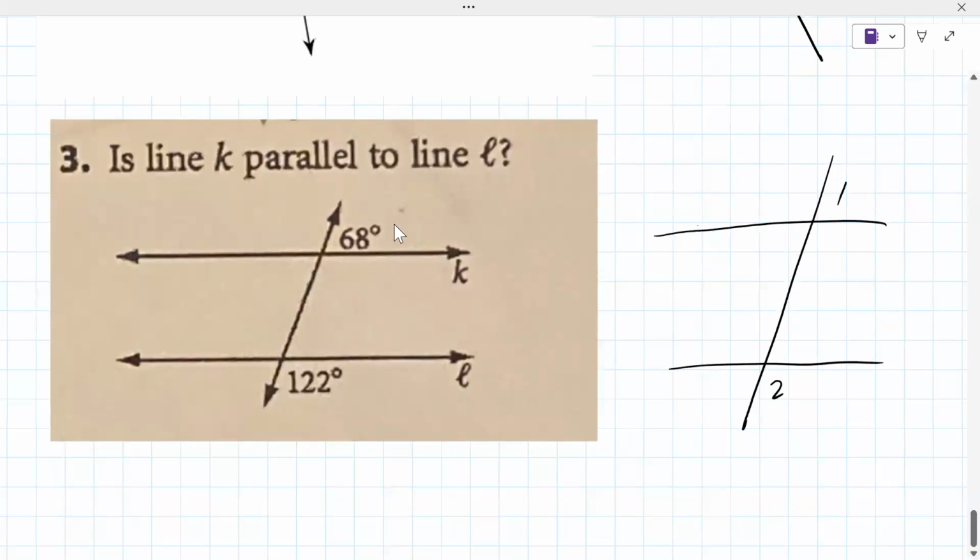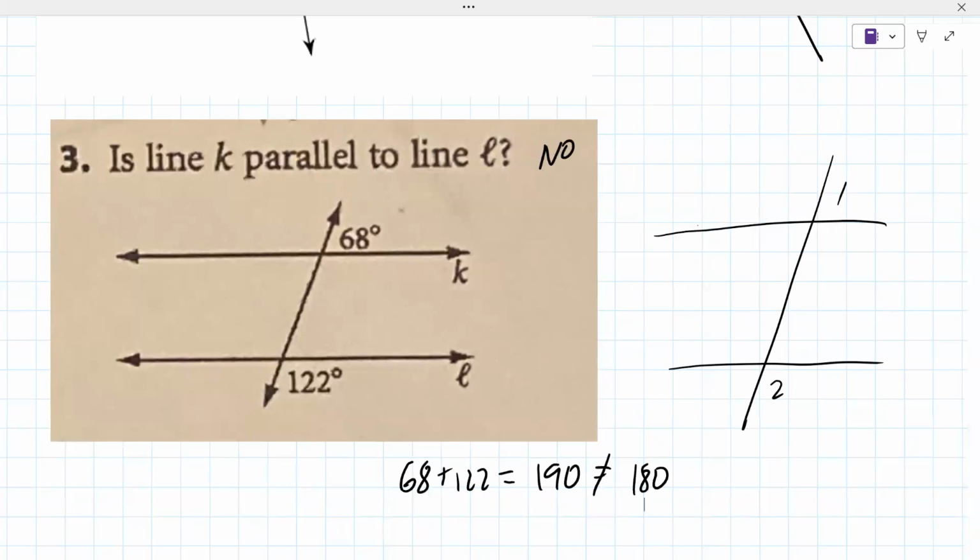No, wait, that's 190. So no. It's very easy to give the wrong answer, right? You can say yeah, they look parallel, and then you can add them up wrong. But the answer is no, because 68 plus 122 equals 190, which is not 180.